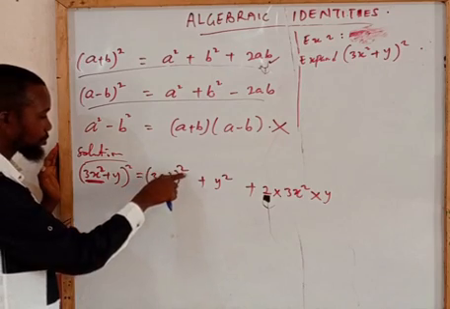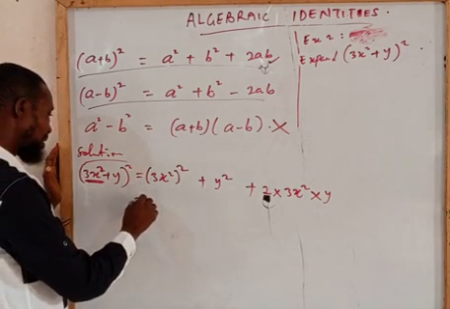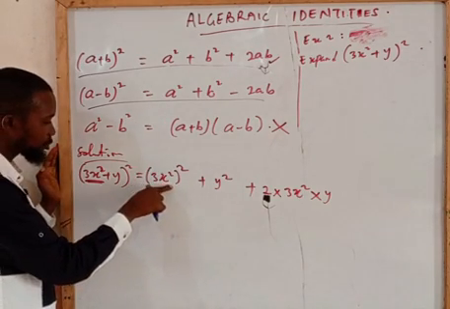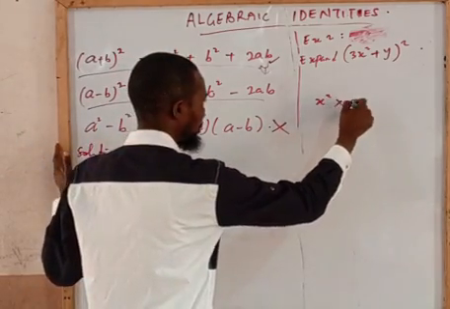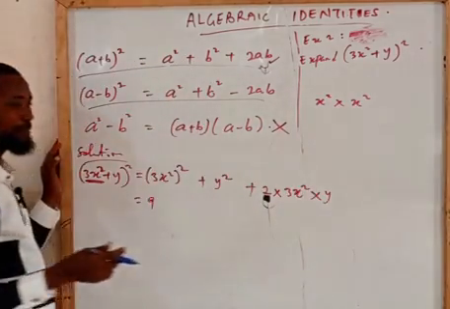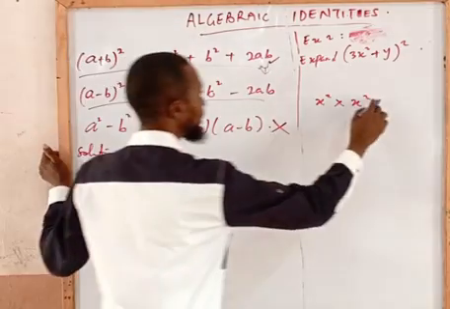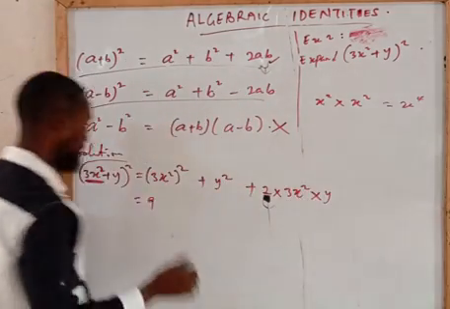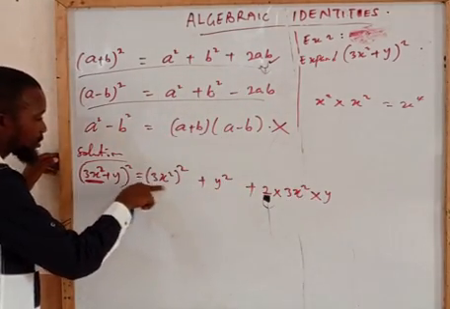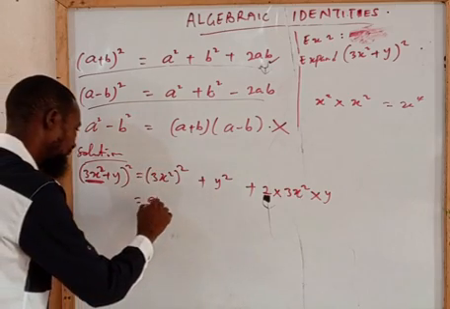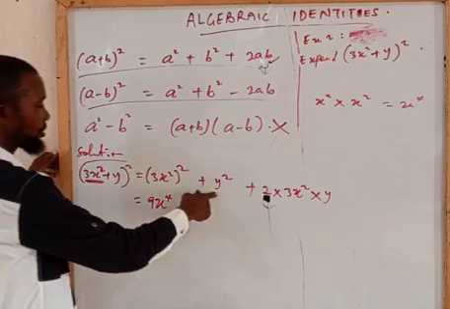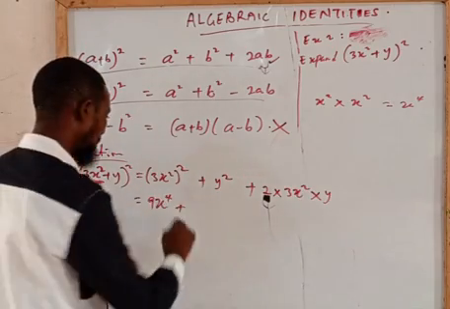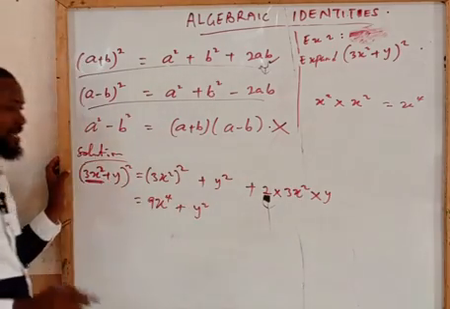So 3 squared means 3 times 3, that will be 9. Then x raised to power 2 times x raised to power 2. We can do that here, x squared multiplied by x squared. We know from basic laws of indices, x squared times x squared will give x raised to power 4. So squaring 3x squared here will give 9x raised to power 4. Plus, there is nothing to do here because y squared is in the simplest form. I will say plus y squared.